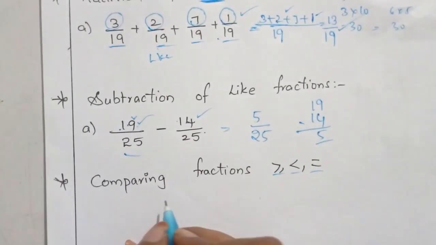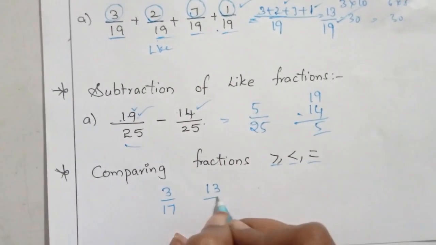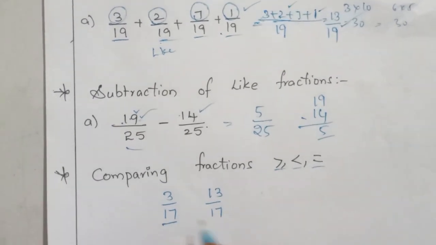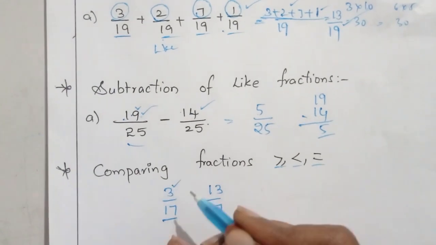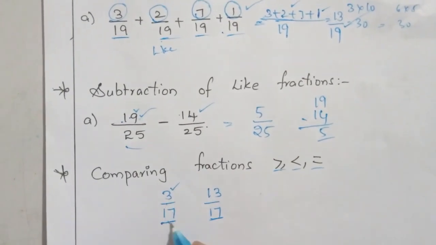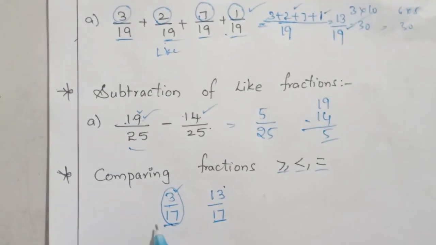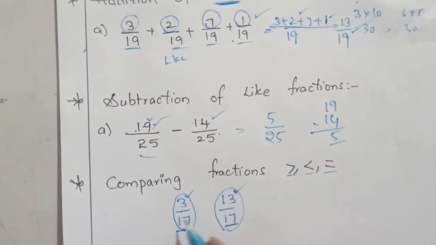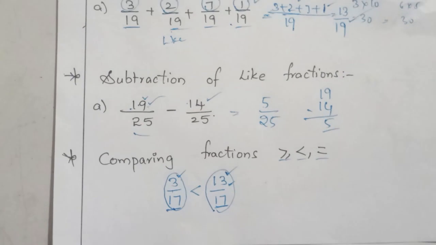So, comparing fractions. When we see comparing fractions, you will get like fractions. For example, 3 by 17 and 13 by 17. We have to compare the both. These are like fractions. When there are like fractions, if the smaller number is in the numerator, that fraction is the smallest fraction. The one a little bigger than this is the biggest fraction. So here which one is big? 13 by 17 is big. We'll do it in this way.